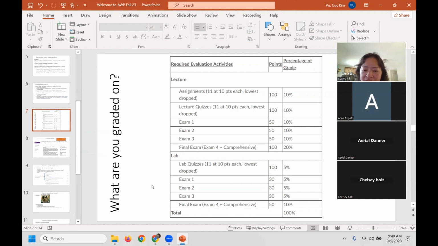You have lab exams 1, 2, and 3, 30 questions each. They're worth 5% of your grade. And then the final lab exam is worth 10% of your grade. Together it comes up to 100% of your grade. Okay, questions?